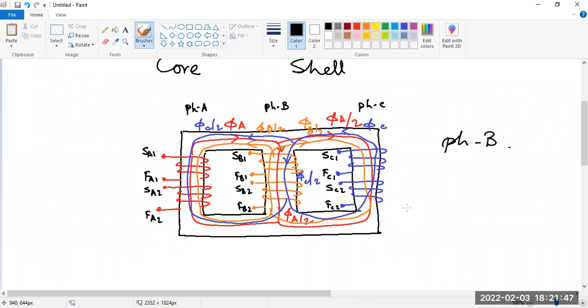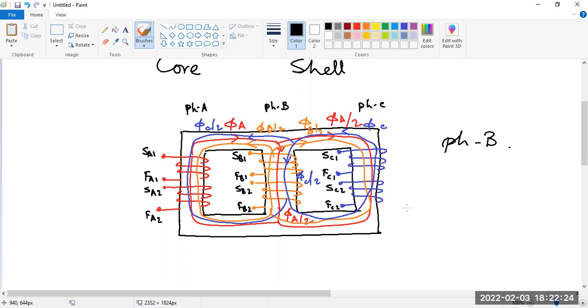Okay, so the criteria is that in its own limb the flux will be phi, and in the other limbs the flux will be phi by 2, phi by 2. The flux will be half, and that criteria is applicable for all three phases. Got my point? If that is the criteria, then phase B will require the minimum magnetizing MMF or minimum magnetizing current.